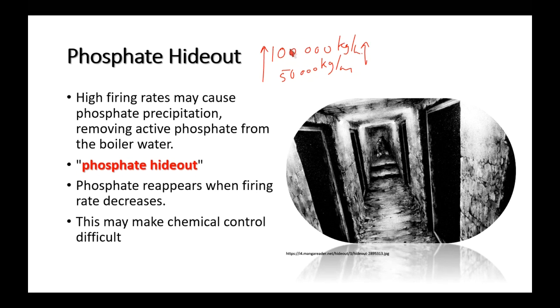So we're going to get some sodium phosphate that's going to come out of solution and get stuck to the boiler walls. It's not scale. It's very soluble sodium phosphate, but it's stuck on the tubes and it's not involved in the water. So by increasing the firing rate, I've taken sodium phosphate out of solution.